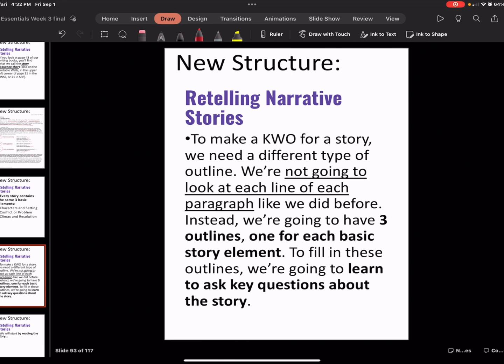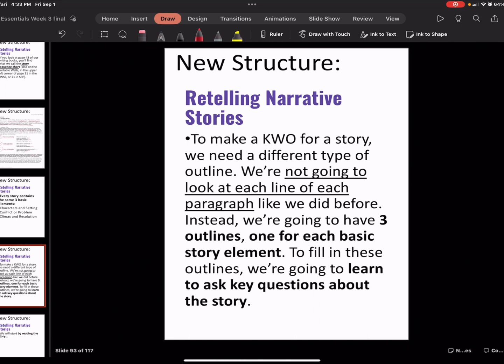To make a keyword outline for a story, we need a different type of outline. This is just repeating from before, we are not going to look at each line of each paragraph like we did before. Instead, we're going to have 3 outlines. So before, in units 1 and 2, we had 1 keyword outline per paragraph.